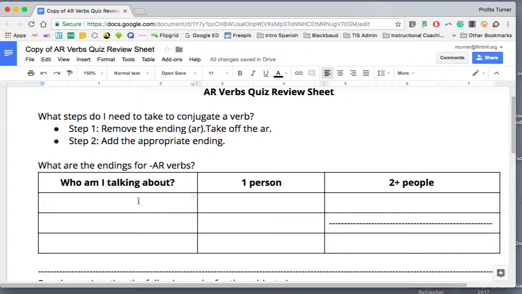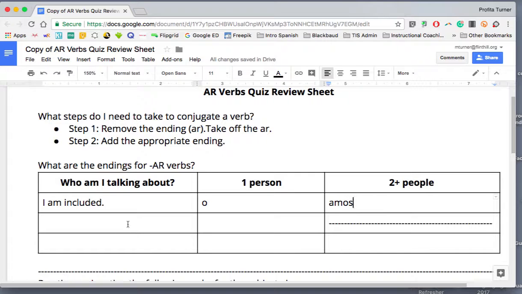So for the first row, who am I talking about? I'm included. So for one person, that means I or yo. For two people or more, that means we or nosotros. So the ending for the first person, which is yo, is o. And the ending for two or more people is amos, which is nosotros.